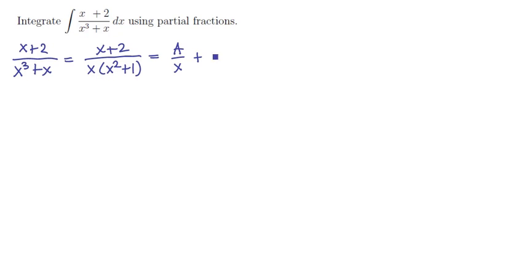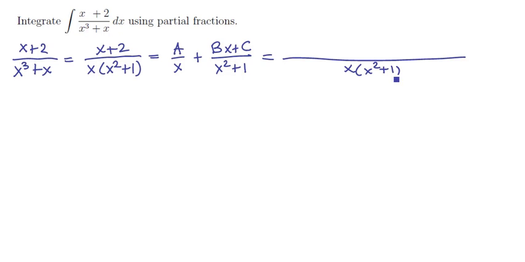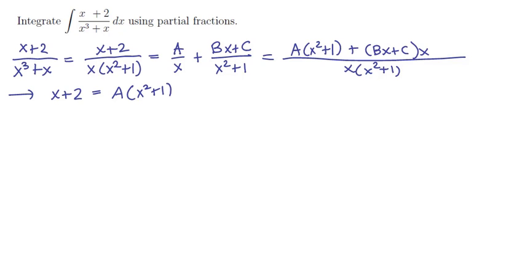A 1 over x term, which contributes an A, and an x squared plus 1 term, which is going to contribute two letters in the form of Bx plus C. Now we can stick this back on a common denominator and equate the numerators. So the A term needs the x squared plus 1. The Bx plus C term needs the denominator of an x to be put on the common denominator. And so now these are equated, we can equate their numerators. We'll have x squared plus 2, the numerator on the left, is equal to A times (x squared plus 1) plus the quantity (Bx plus C) times x, the numerator on the right.